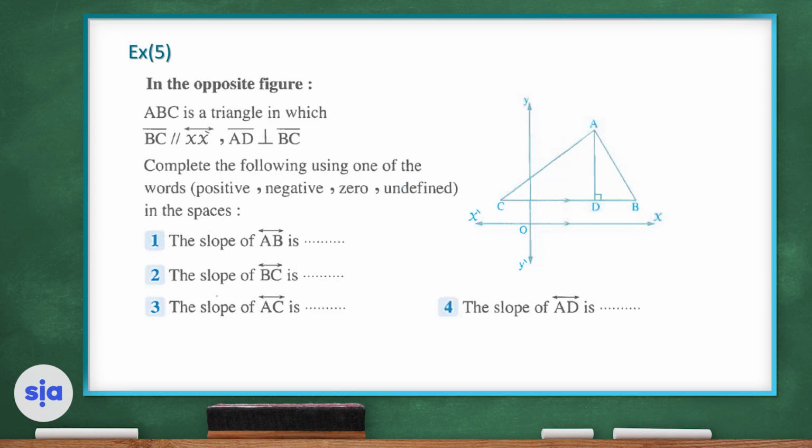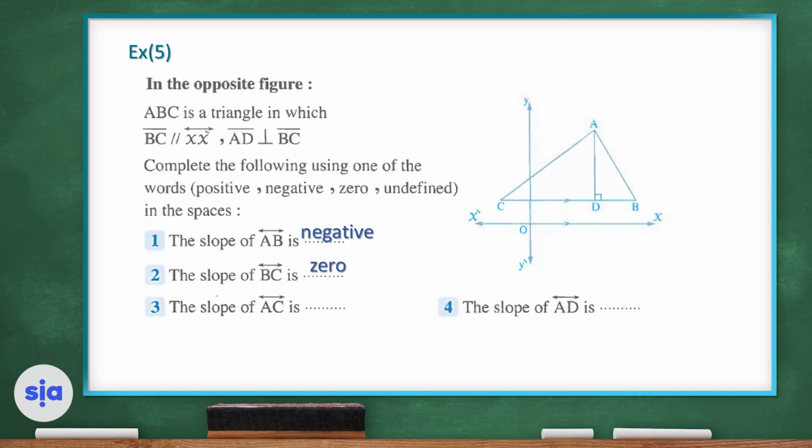So let's move now to question 1. The slope of AB is, you go and check line AB, you will see that from left at A to right at B, the line is going down. So this means that line AB has a negative slope. For line BC, you go and check line BC. You will see that line BC is a horizontal line. So the slope of line BC is equal to 0.